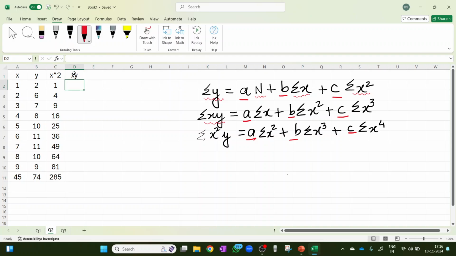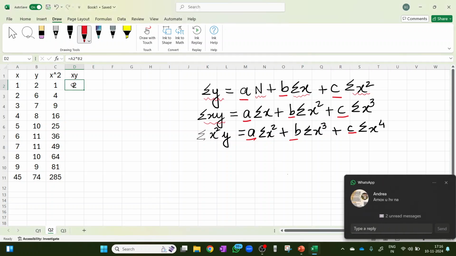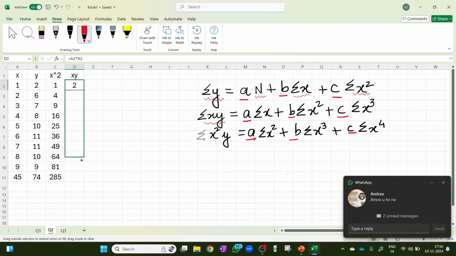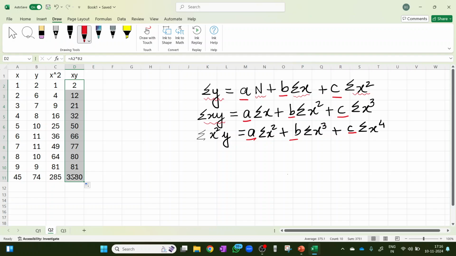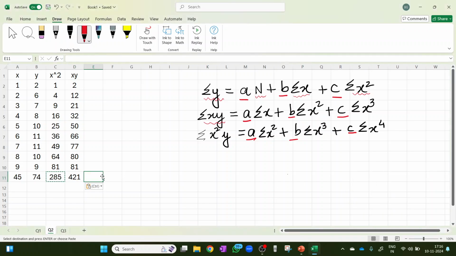So let me calculate x multiplied by y. So I will first multiply x with y. And for each of the equations, and last one of course should have been total. So I would bring, okay, so that's 421. That's the summation of xy. Next value again, summation x, which we have calculated. Summation x square we have calculated.